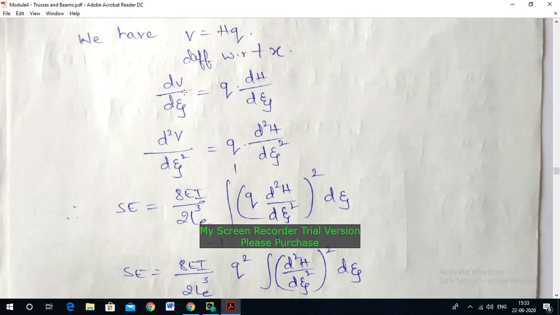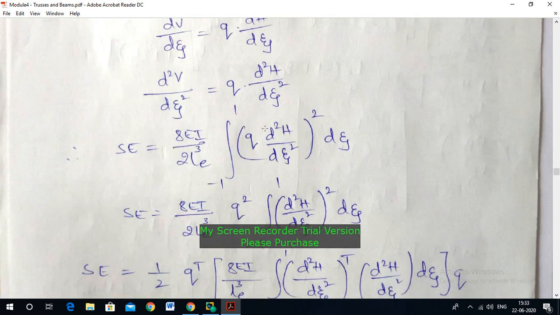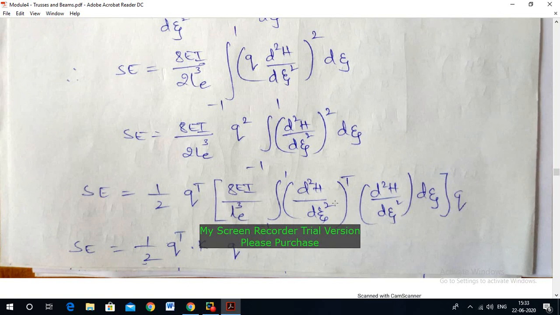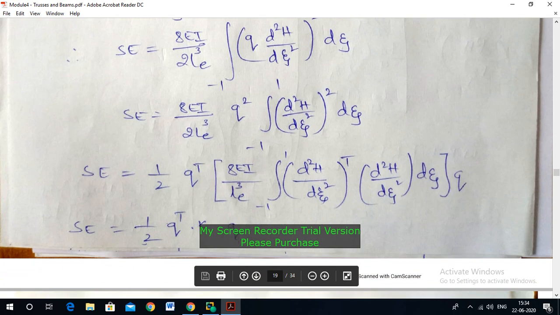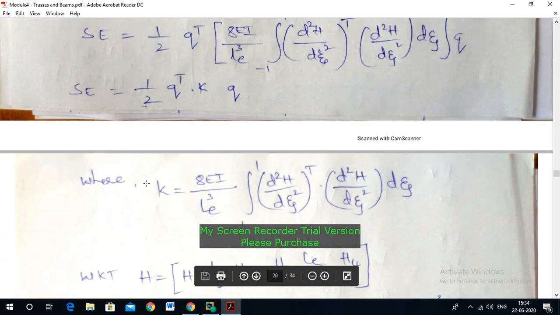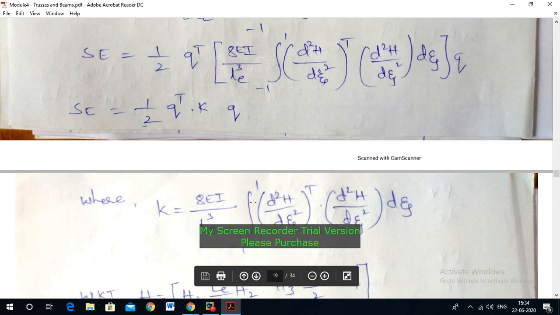Substitute the value of d square v by d zeta square in the strain energy equation, 8 EI by LE square, q into d square H by d zeta square, whole square, d zeta. Integrate this equation and apply the limits minus 1 to 1. After simplification I will get the strain energy is equal to 1 by 2 q transpose k into q, where k is 8 EI by LE square.